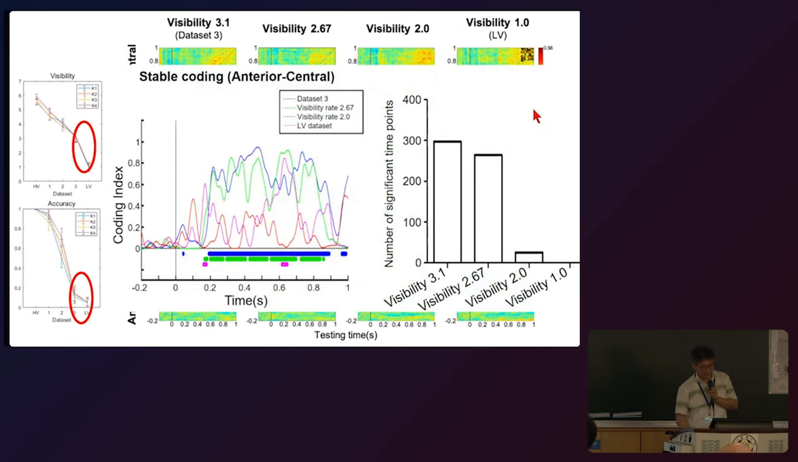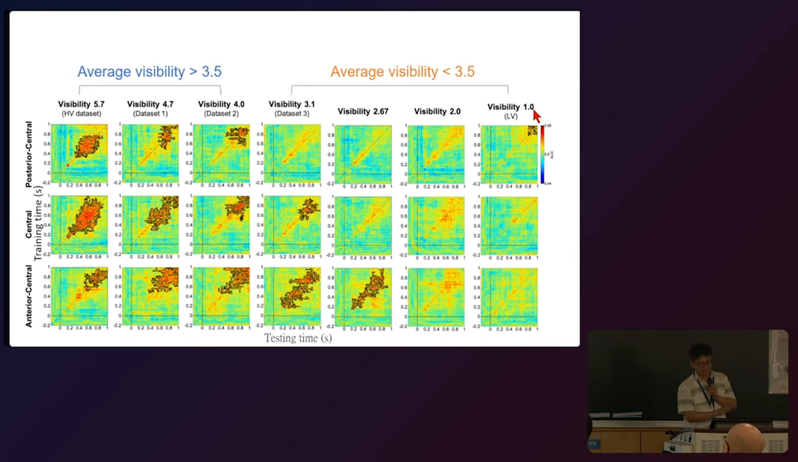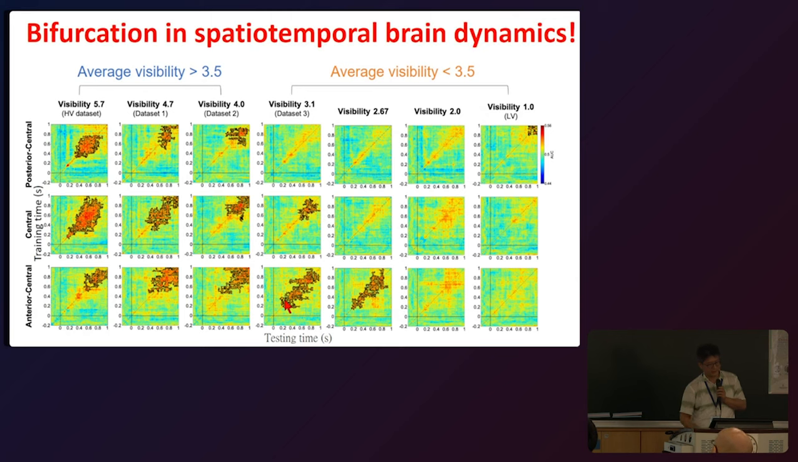So this is the summary of the finding. This is the whole thing. As you can see, as visibility decreases, the posterior and central coding seems to disappear, but the frontal coding starts early and becomes more dominant. I felt there is some bifurcation in spatial-temporal brain dynamics depending on your visibility and your confidence.